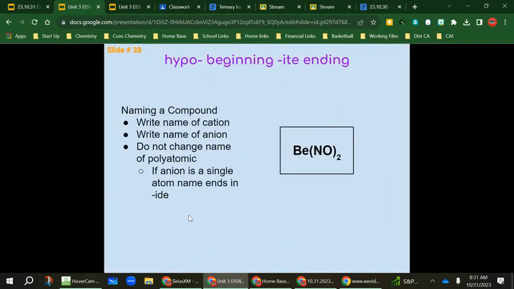All right. So we write the name of the cation. What's Be? Beryllium. What's NO? Sorry, my bad. NO.